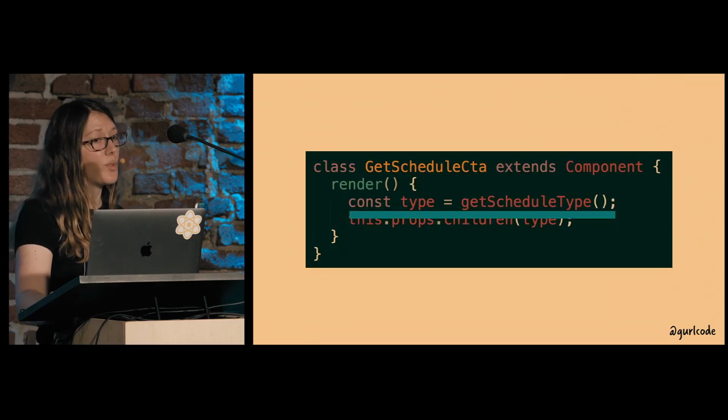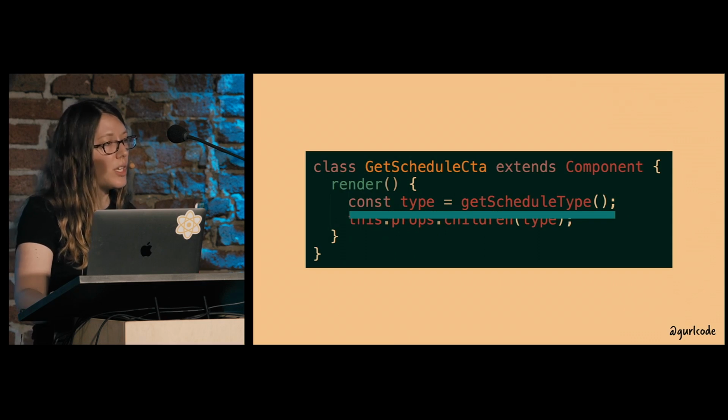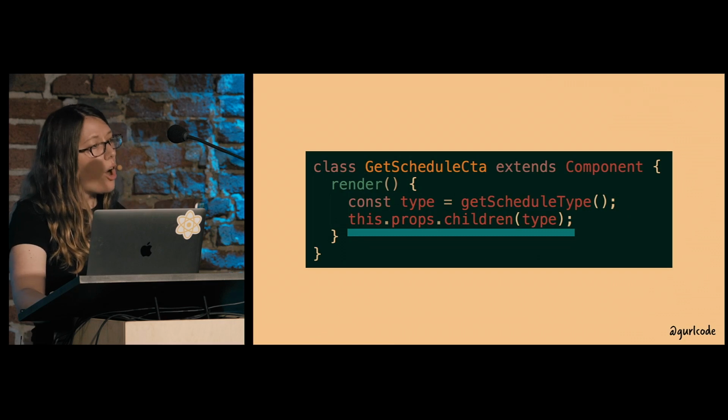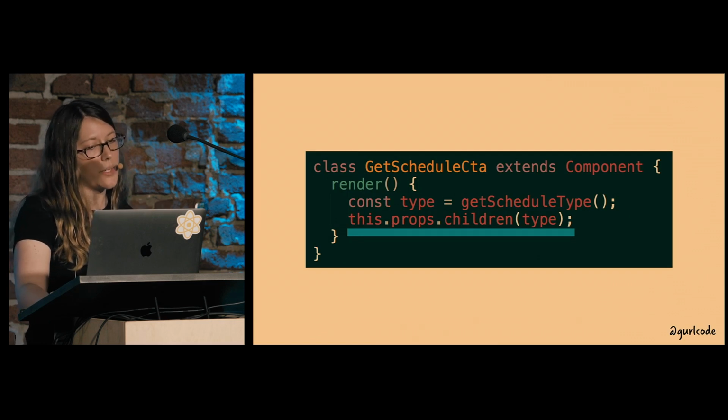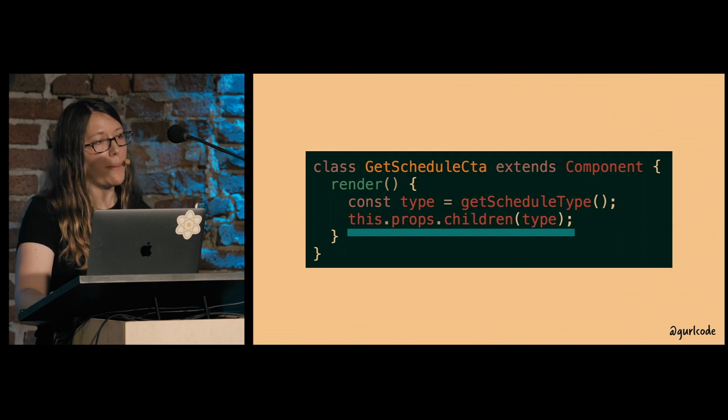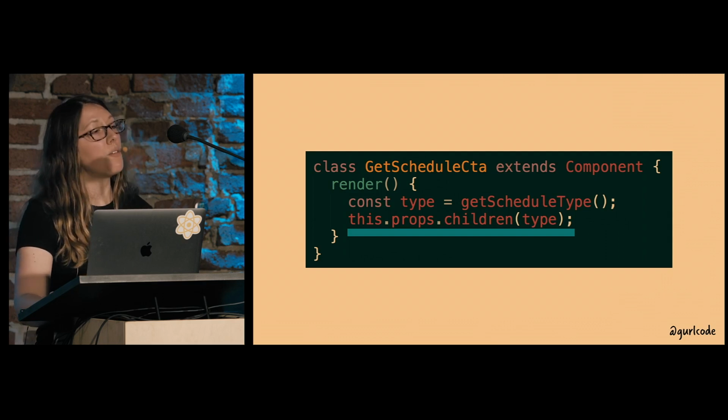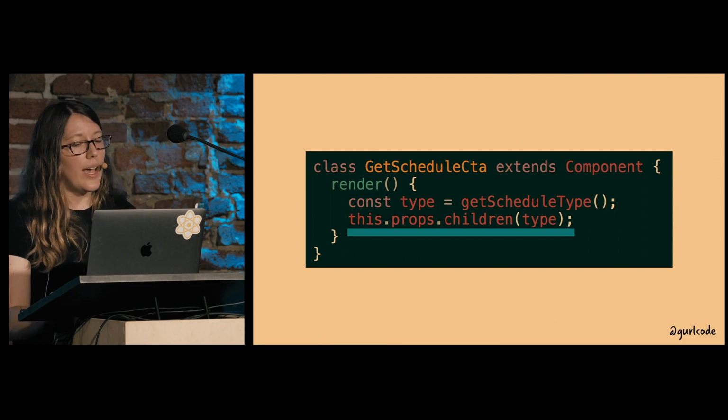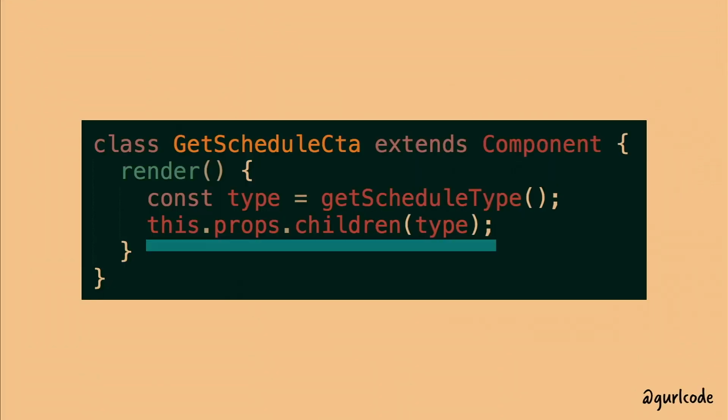Inside of get schedule CTA, we're using that function to get the type. And then we're going to call the children function that was provided to us, passing in the type. And that's how the render props pattern works. You pass in a function as the children, and that prop is called with the information that it needs.